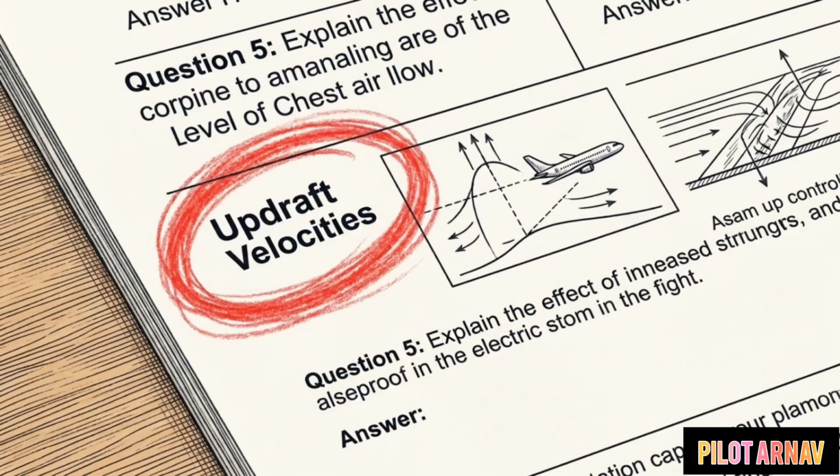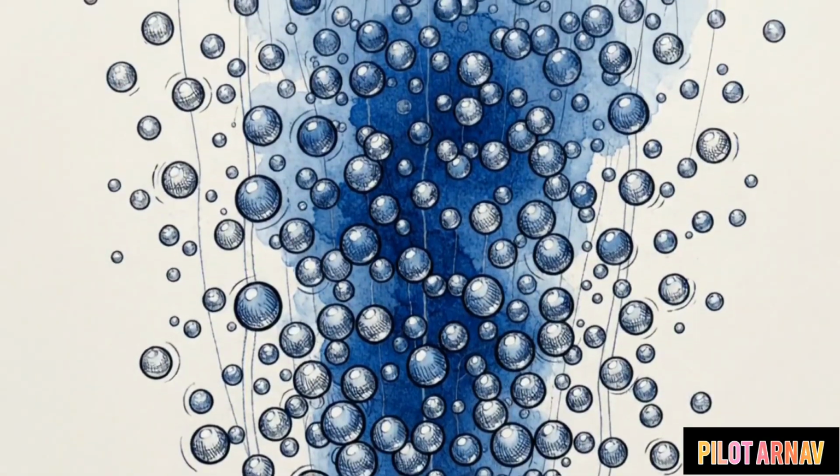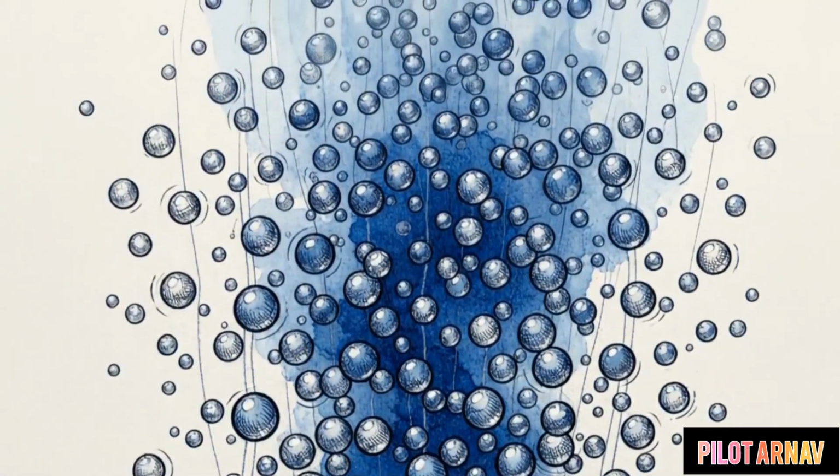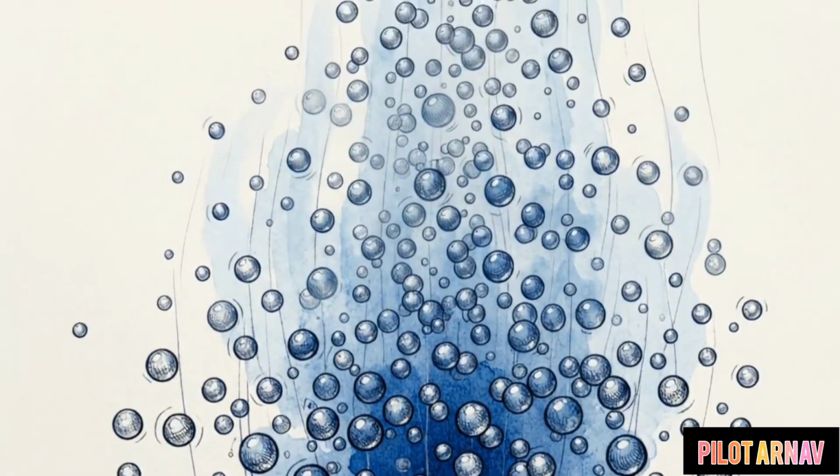For your DGCA exams, take note of these metrics. Updraft velocities range from 1,000 to 4,000 feet per minute, and this building phase lasts for 15 to 20 minutes. Because the upward forces are so aggressive, water droplets are held in suspension. No rain or precipitation is able to fall during this initial stage.